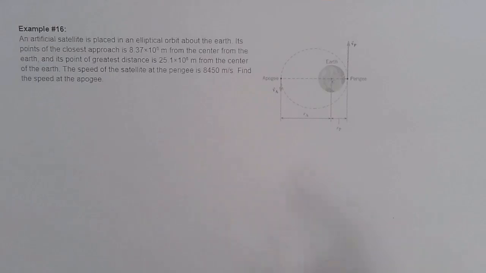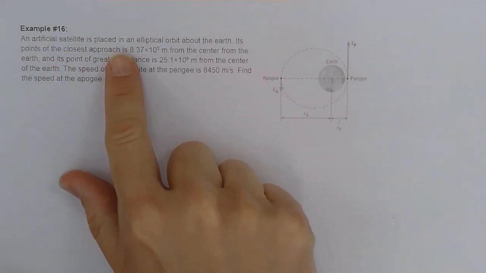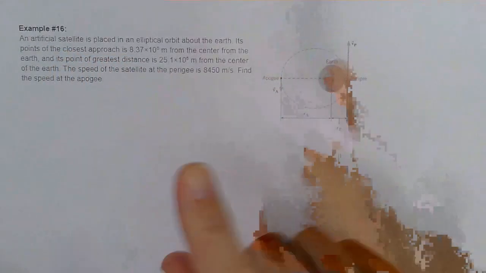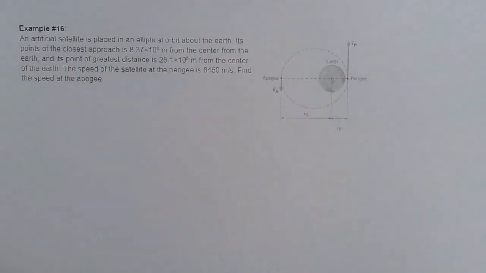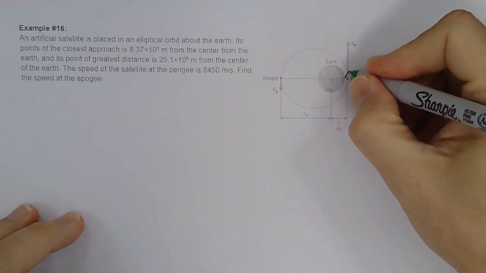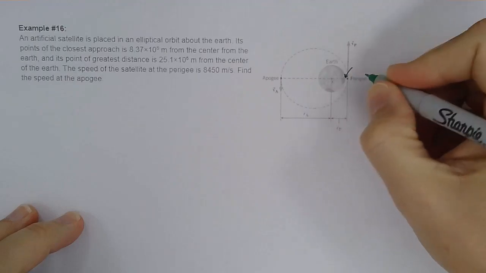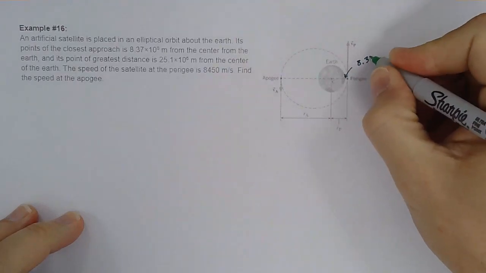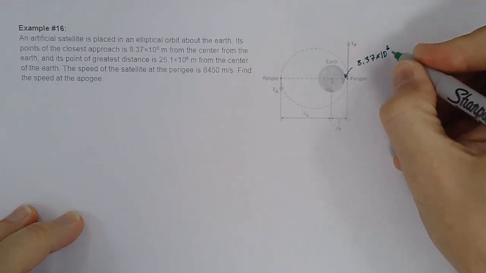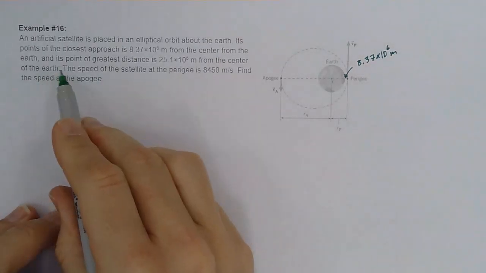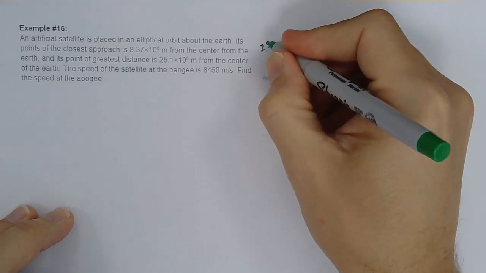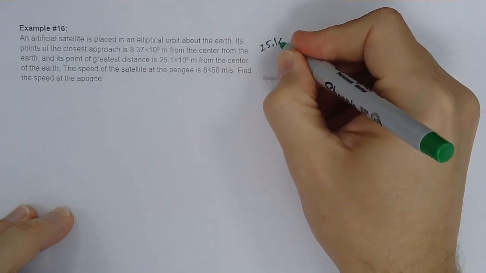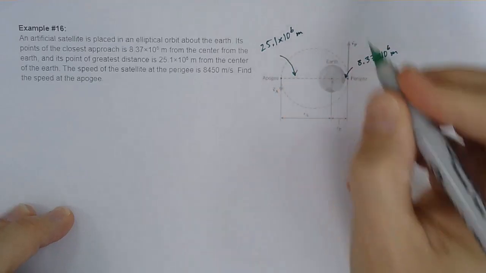In this example, we have an artificial satellite in an elliptical orbit, so not a circle. The point of closest approach is 8.37 times 10 to the 6th meters from the center, right here. And the point of greatest distance is 25.1 times 10 to the 6th meters, which is this one.